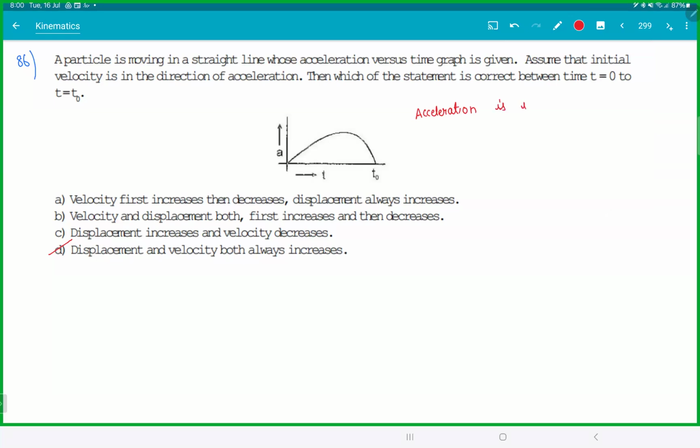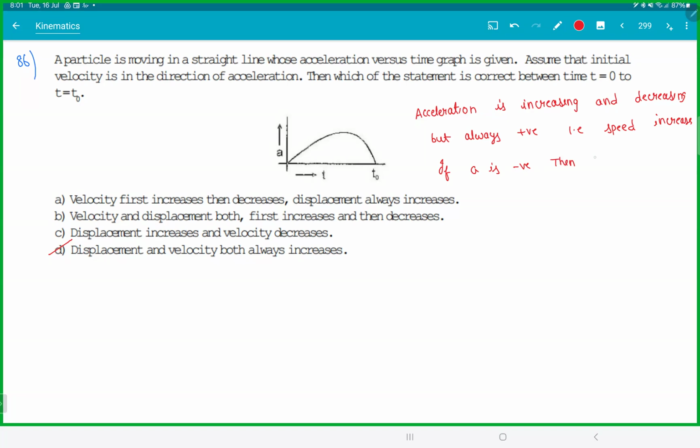Let me give an example. So here acceleration is increasing and decreasing, but always positive. That means the speed will continue to increase. When will it decrease? If acceleration is negative. If A had been negative, then the speed would decrease.